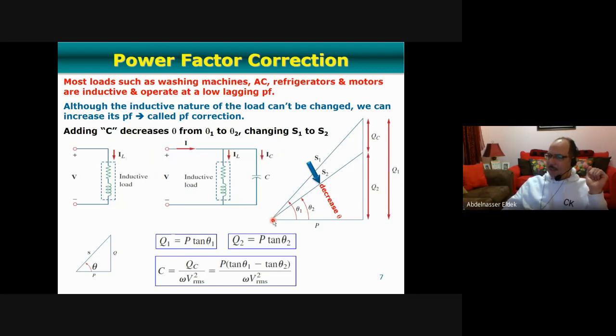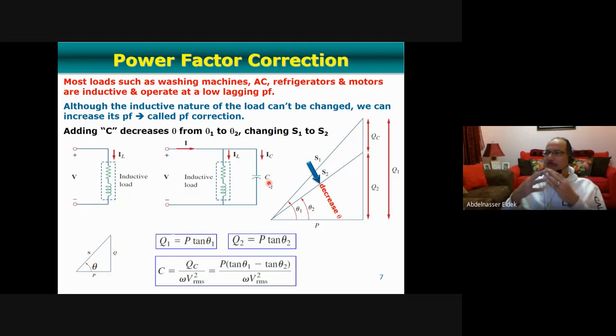If you look at this triangle here, this is a power. This is a real power for the resistor. And then you have imaginary power, which is Q1 here, this one. So in this case, this is S1. So in this case, theta 1 is the original, cosine theta 1 would be the original power factor. So to improve the power factor, you have to decrease this angle. You have to decrease this theta. So you have to move this S in this direction here. You have to decrease Q. Okay, how do you decrease Q? By adding this capacitor here. You have to add this capacitor.